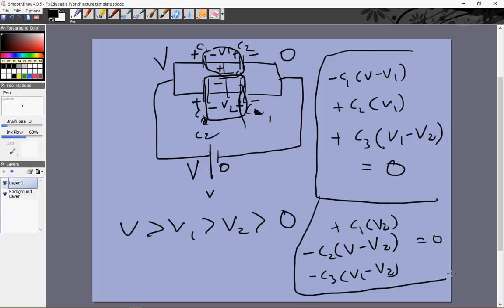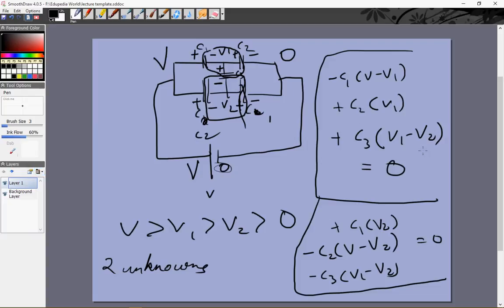Now, notice how much easier this method was compared to the original one. Because in this method, I didn't explicitly have to use KCL or KVL to reduce the relations. I already had two unknowns. In the previous method, I started with five unknowns. In this method, I started with two unknowns. It would have been three, except I already chose one of these to be zero. That eliminated one more unknown. So, two unknowns, I needed two equations.